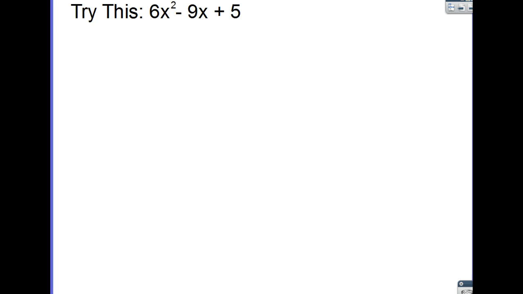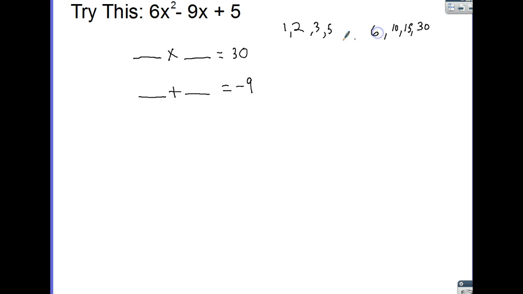Okay, go ahead and take time to work this. So our product has to equal A times C for this problem, which is 30. It's been coming up quite a few times here. And they have to add together to be negative 9. Well, it would have to be two negative numbers. If you remember, earlier we went through the factors of 30: 1 and 30, 2 and 15, 3 and 10, 5 and 6. None of them add up to be 9. Not possible. Okay, next problem.